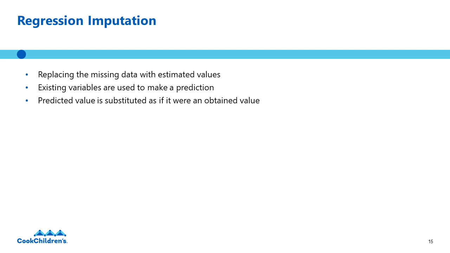All right, the next technique is regression imputation. So imputation is the process of replacing the missing data with estimated values. Instead of deleting any case that has any missing value, this approach preserves all cases by replacing the missing data with a probable value estimated by other available information. After all missing values have been replaced by this approach, the data set is analyzed using the standard techniques for a complete data set. In a regression imputation, the existing variables are used to make a prediction, and then the predicted variable is substituted as if it were an actually obtained value.